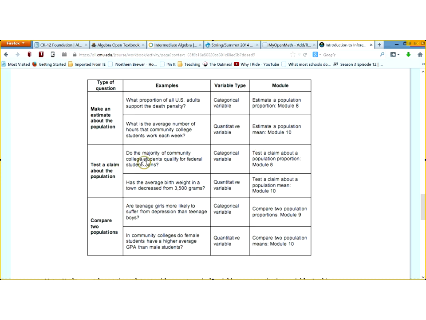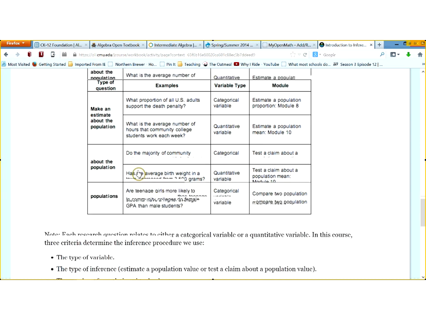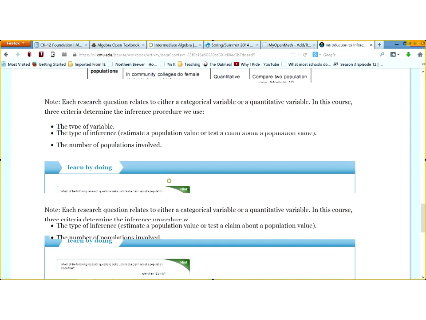And then you can test a claim about a proportion. Do the majority of community college students qualify for federal student loans? That would be a proportion greater than 1/2. That's what majority means. Has average birth weight in a town decreased from 3,500 grams? Or we could compare two populations. All right, so those are some of the different types of questions we have.